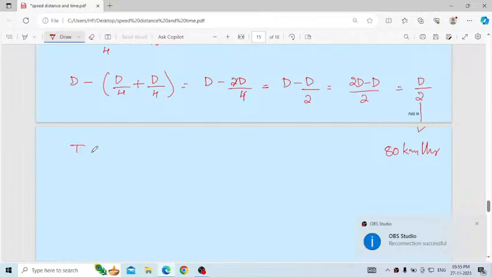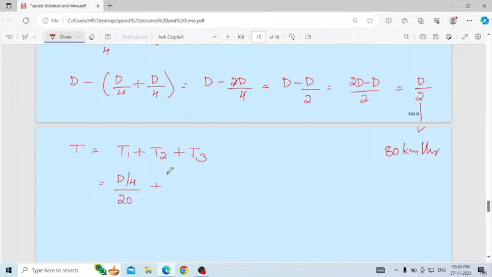Total time taken will be T1 plus T2 plus T3. Then T1 means D by 4 at 20 km per hour. Again D by 4 at 10 km per hour. Remaining D by 2 at 80 km per hour.